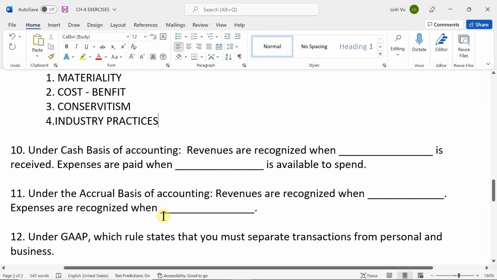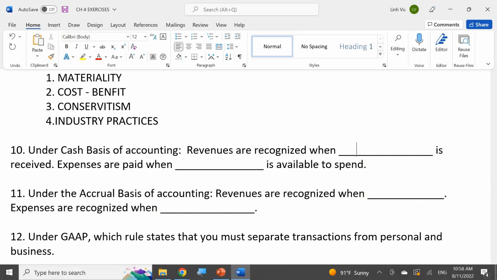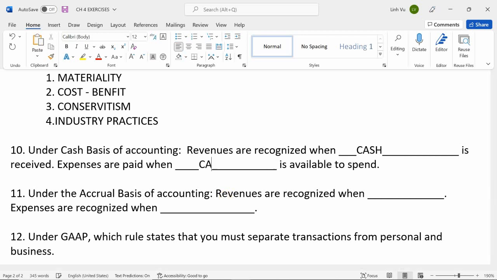So number 10, under the cash basis of accounting, revenues are recognized when blank is received, and expenses are paid when blank is available to spend. Cash. And what's the other one? Cash. Okay, right. Everything's cash when it comes to cash basis.